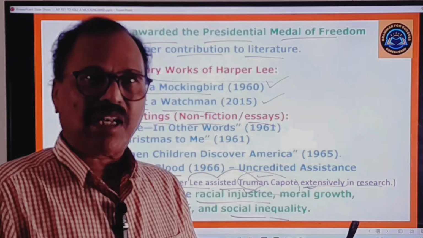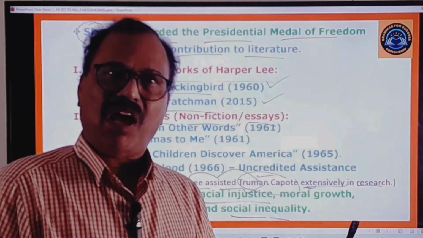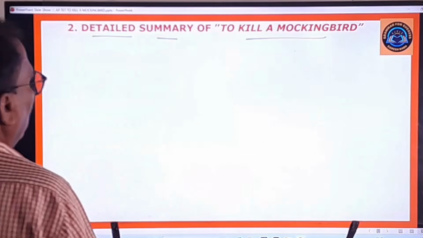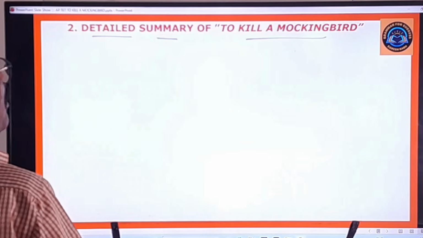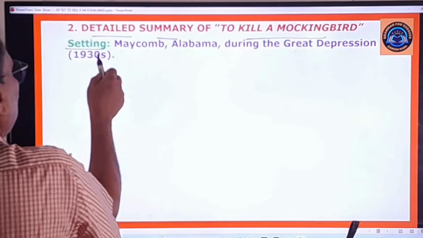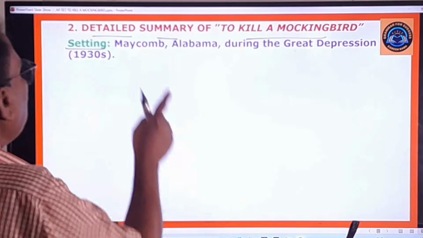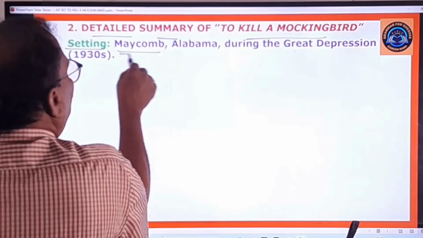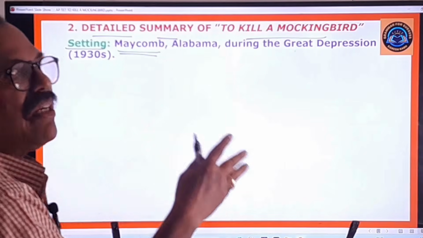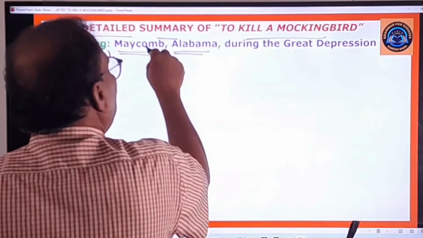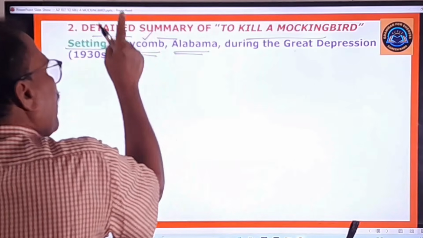Now you move on to learn about the summary of this novel very briefly. Detailed summary of To Kill a Mockingbird. So we are going to learn about the summary of this novel, and here you pay attention. Setting means the place of action. Where has this story taken place? It has taken place at Maycomb. Maycomb is a fictional town located in Alabama. It is not a real town, but only a fictional town.